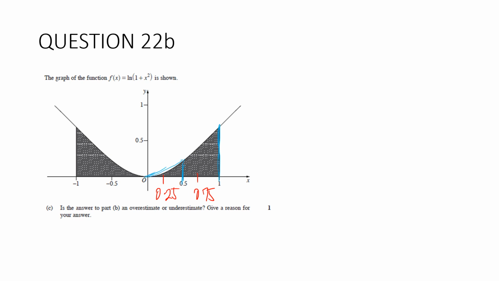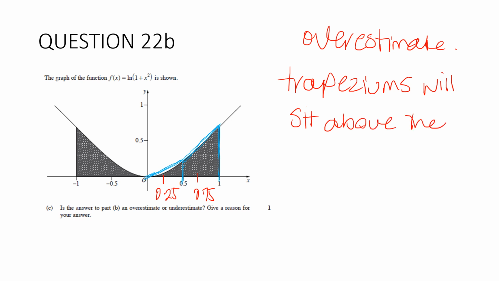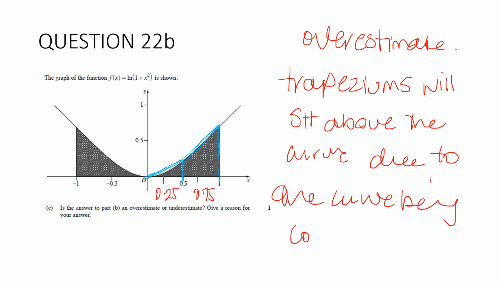So as we draw up our trapezoidal rule there, you won't see it so much there, but you can see that the trapeziums are going to sit above the curve because of the concavity of the curve. So we're going to say, okay, it is an overestimate. The trapeziums that we use in the trapezoidal rule will sit above the curve, and draw a picture, due to the curve being concave up.